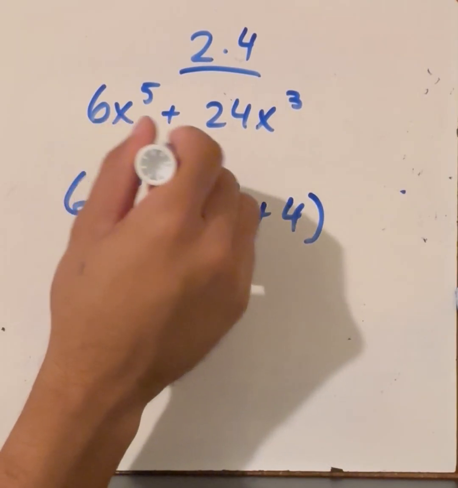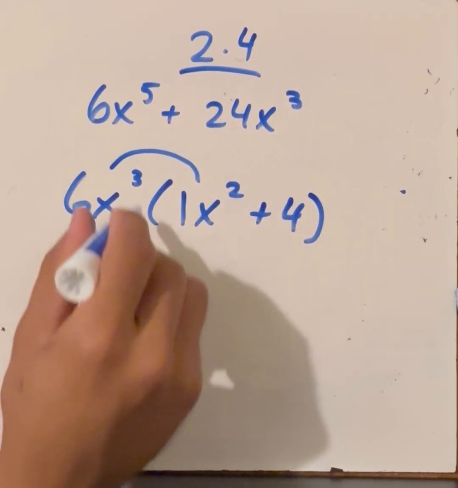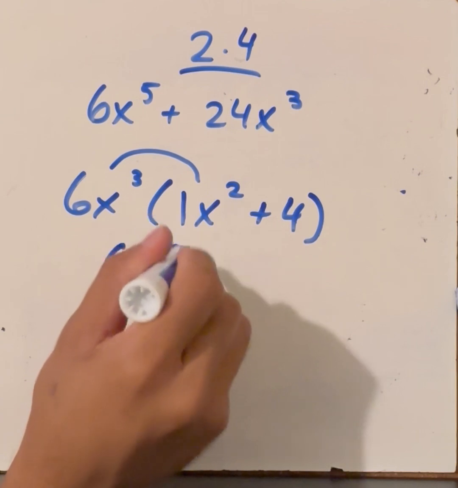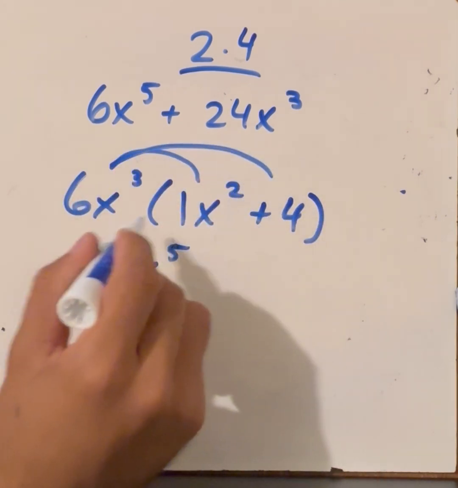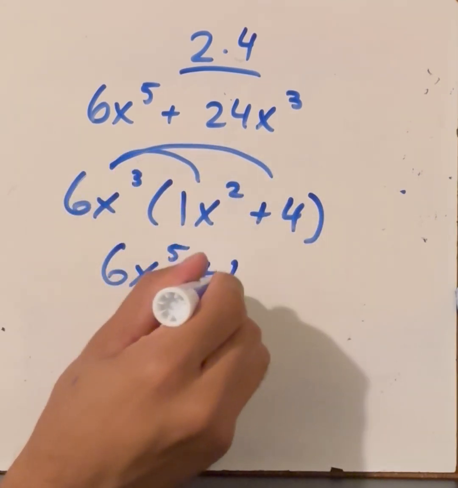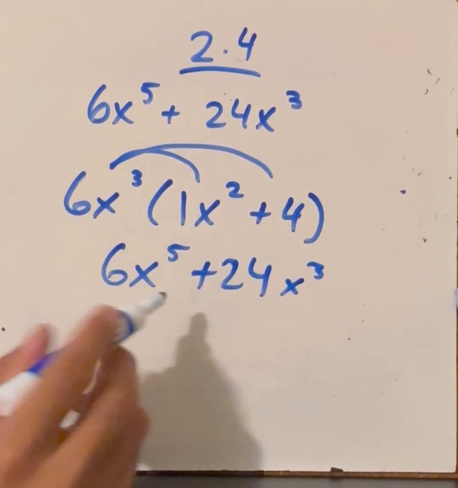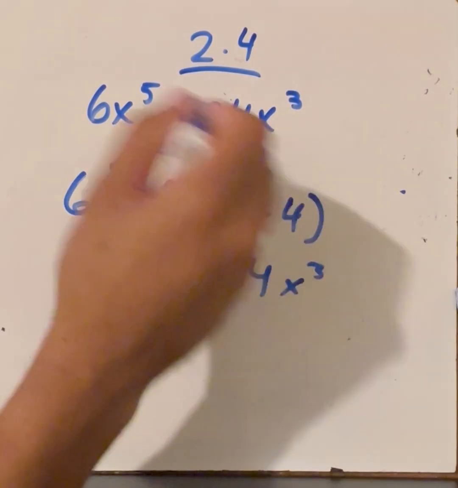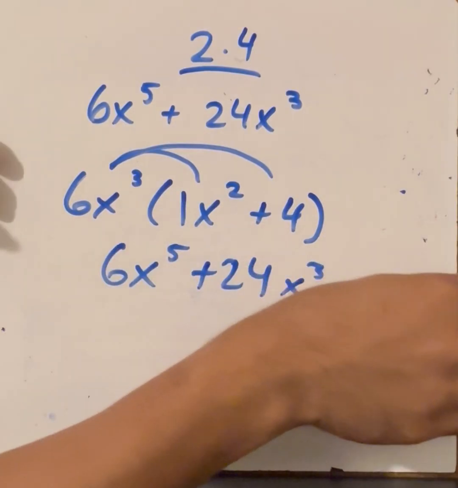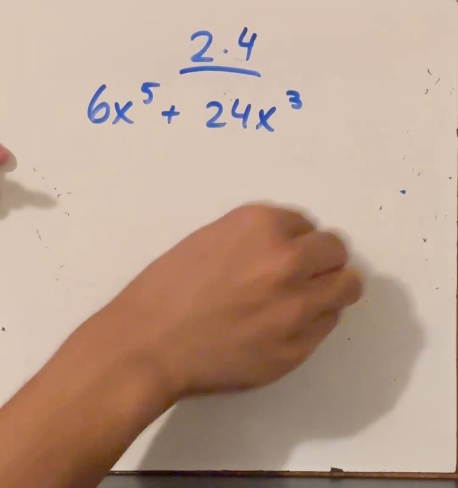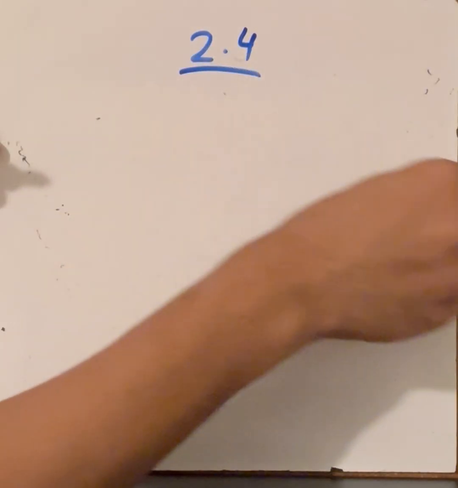So if you multiply this out, 6 times 1 is 6. X to the 3rd times x squared is x to the, we can add the 3 and the 2 and we get 5. Then 6x to the 3rd times 4, 6 times 4 is 24. We have to add the x to the 3rd at the end along with it. And that's originally what we had, right? So this works.